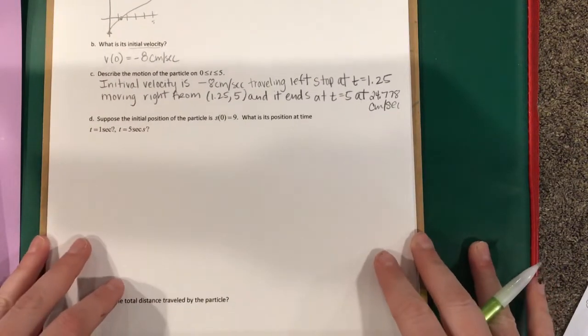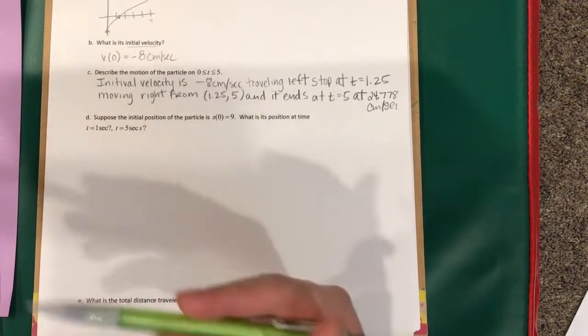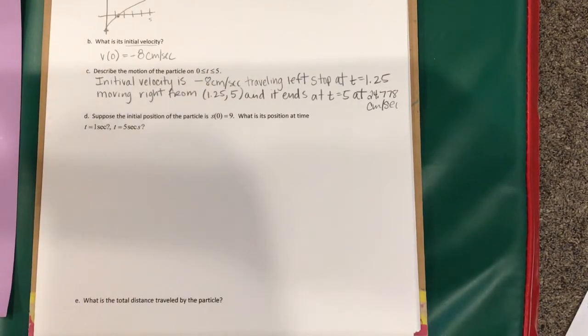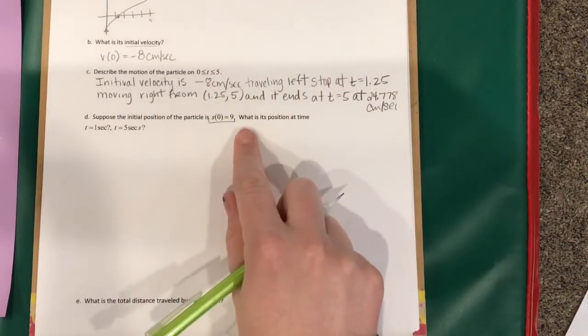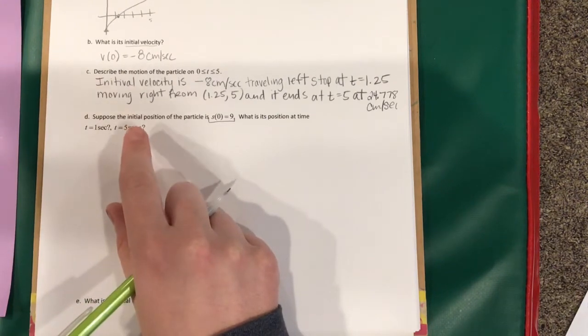So in this next problem, we're going to be dealing with position, but we're dealing with position when we're given the velocity. Now, this problem tells us that our initial position of the particle is s of 0 equals 9, and it's asking us what is the position at t equals 1 or at t equals 5.